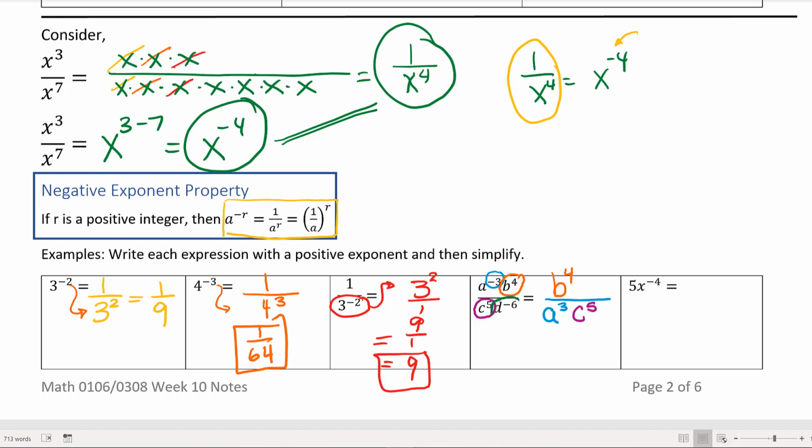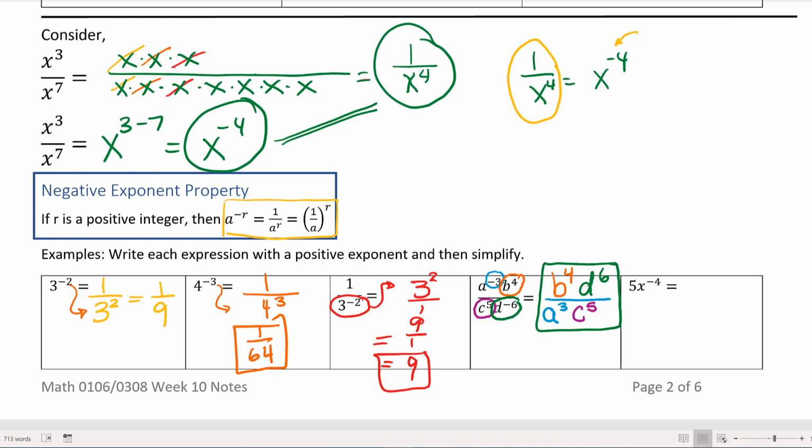But tenant D is like, no, I don't like it downstairs. I would prefer to move upstairs, because his exponent is negative. So you're going to move the D to the negative 6 upstairs and it becomes D to the positive 6. So that's one way that I like to think about negative exponents.